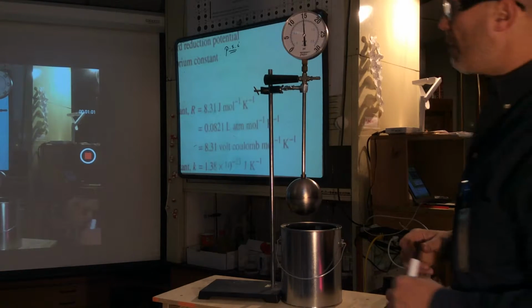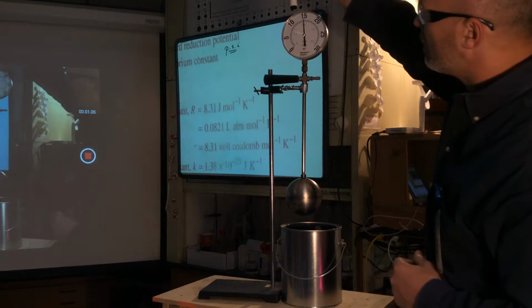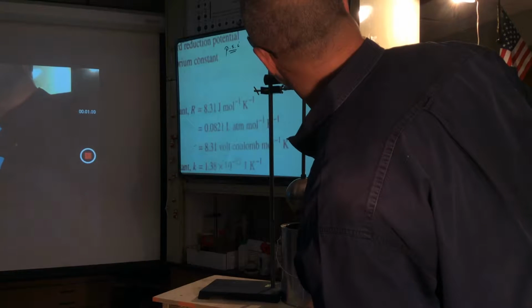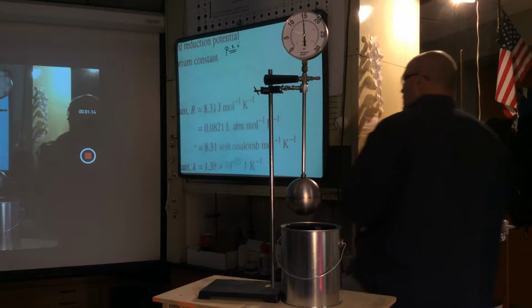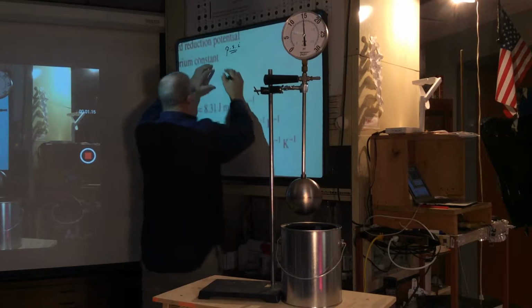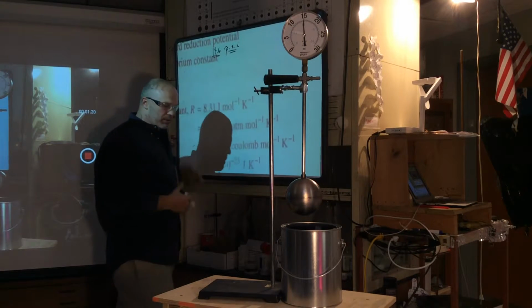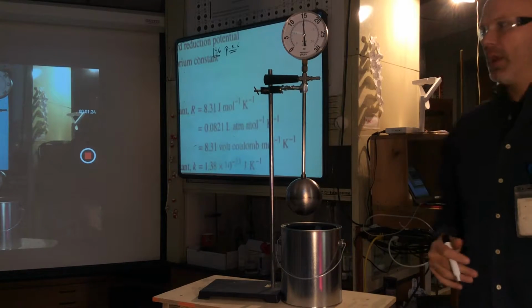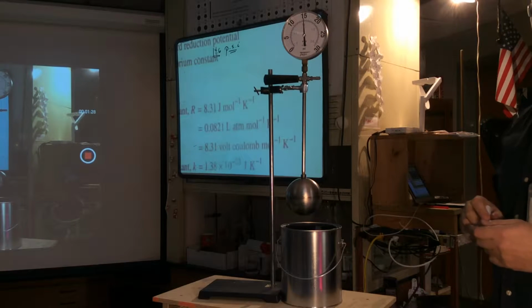So, reading up here, it looks to me that I've got, let's see, 11, 12, 13, 14.6. Okay? So I've got about 14.6 PSI. So that's almost standard pressure, okay? Very close, which we'd expect. So what we're going to do here is drop this into liquid nitrogen.